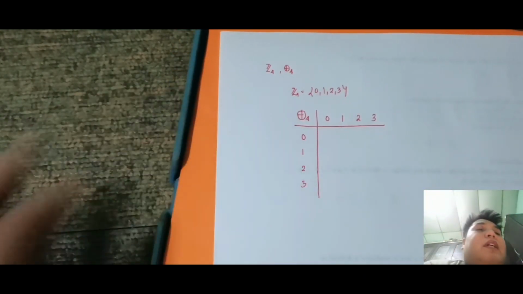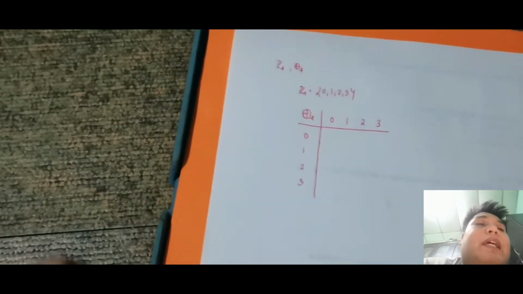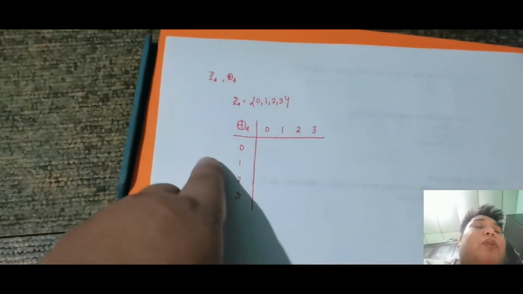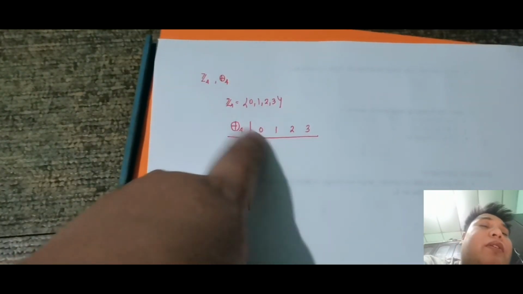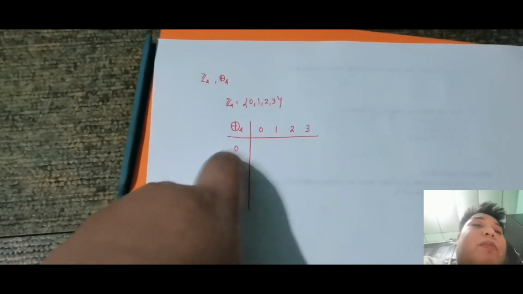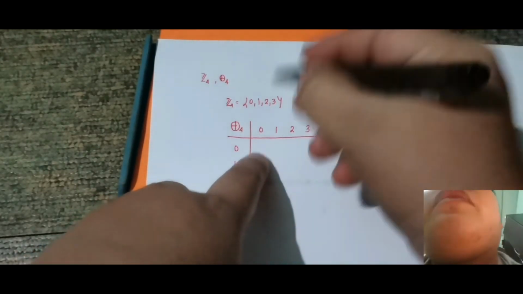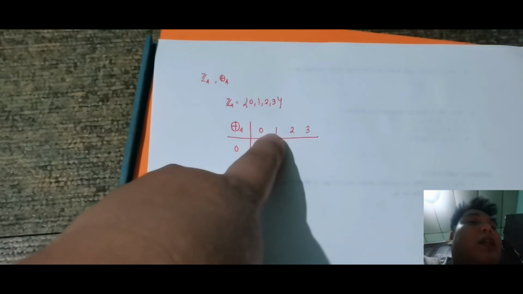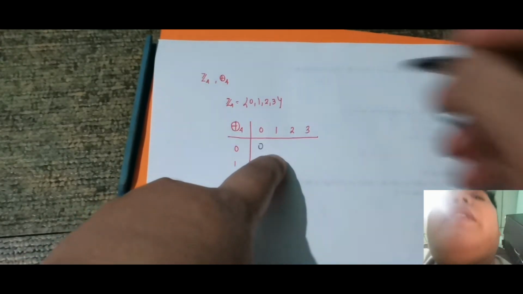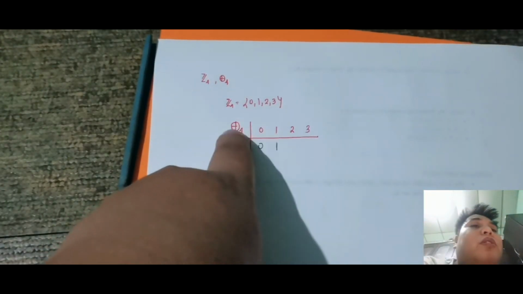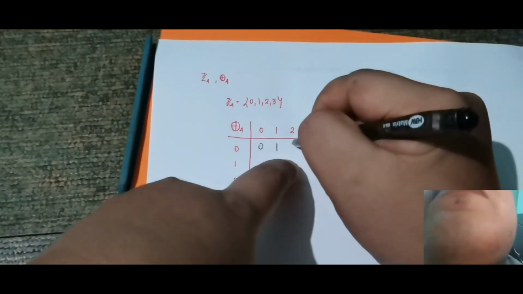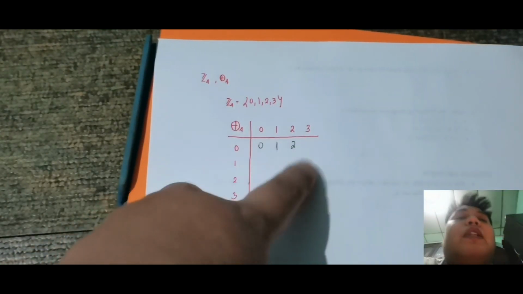Okay, then saka natin siya i-add isa-isa. Tapos, divide by 4. So, paano buuin? 0 plus 0, remainder po. 0 plus 0, modulo 4, that is 0. 0 plus 1, modulo 4, that is 1. 0 plus 2, modulo 4, that is 2. 0 plus 3, modulo 4, that is 3.